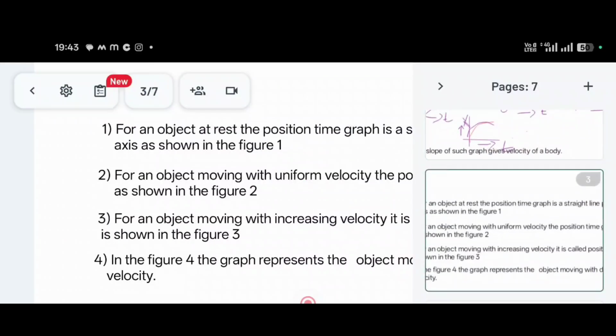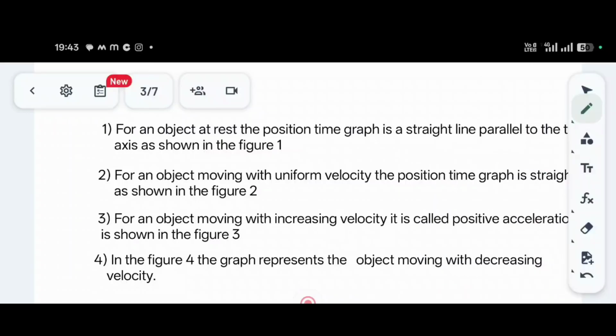Take a notebook and pen. I have given the description of the graphs here. The first graph represents an object at rest. The position time graph is a straight line parallel to the x-axis, as shown in the figure. Second is the object moving with uniform velocity. The position time graph is a straight line. For an object moving with increasing velocity, it is called positive acceleration. The fourth graph represents the object moving with decreasing velocity.